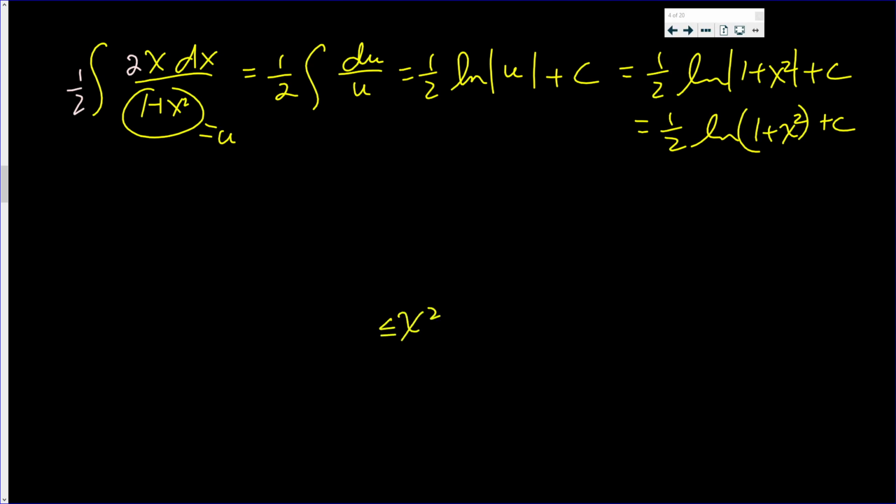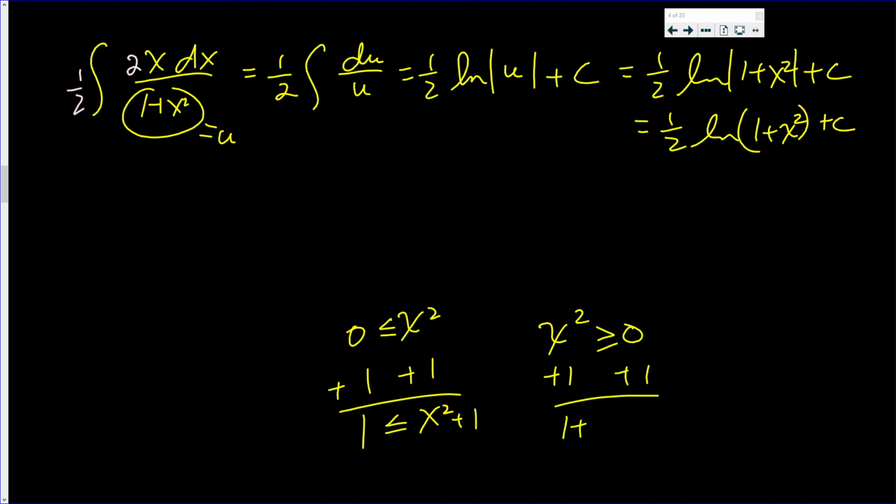X squared can be 0 or bigger. If you add 1 to both sides, x squared plus 1 is bigger than 1. Maybe I should have written it the other way. X squared is either 0 or positive. You add 1, and 1 plus x squared, or x squared plus 1, is bigger than 1. That means it's bigger than 0. It is always positive. If you're 1 or more, you're positive. So you don't need the absolute value bars.